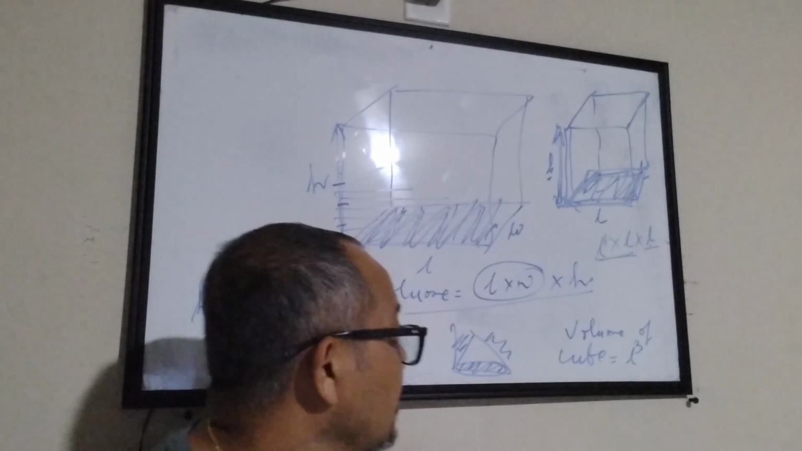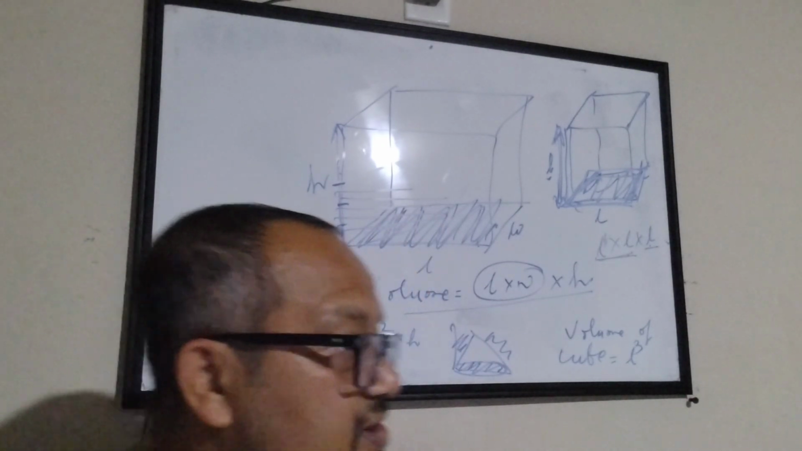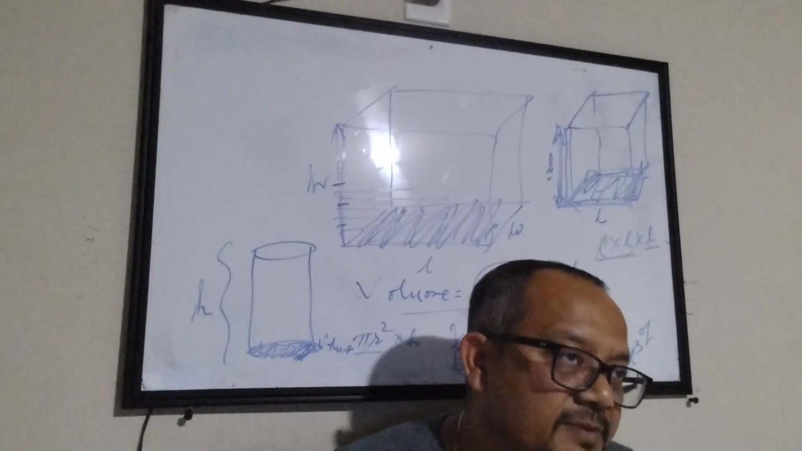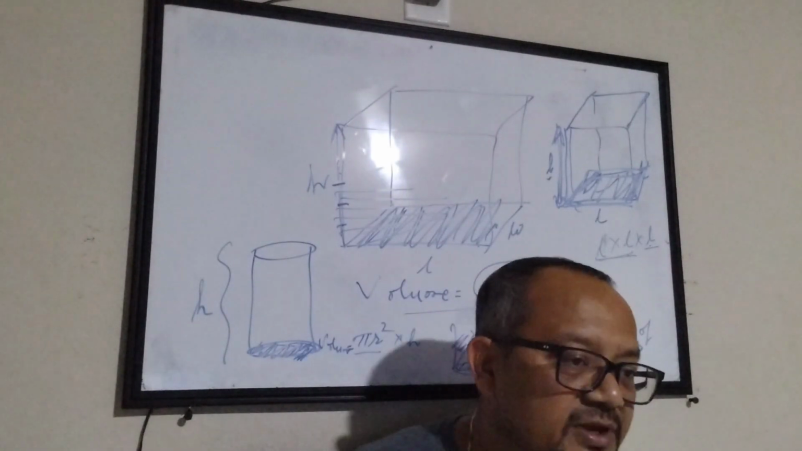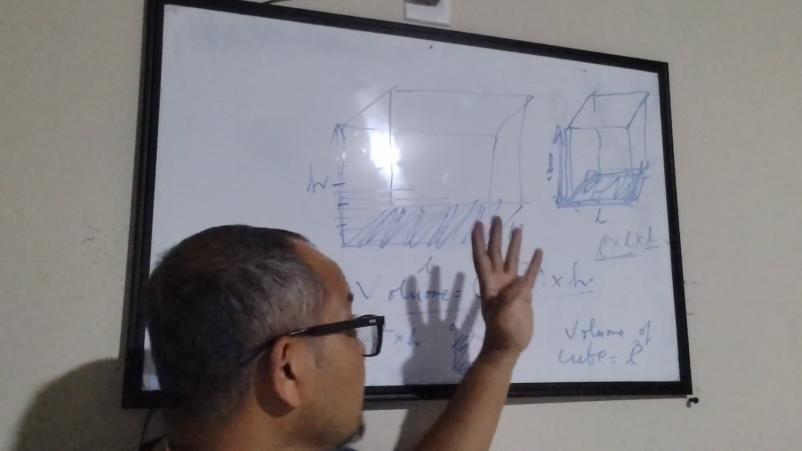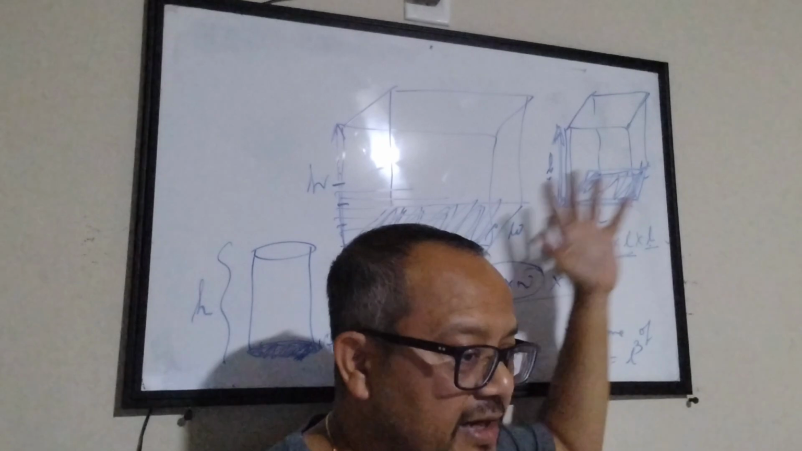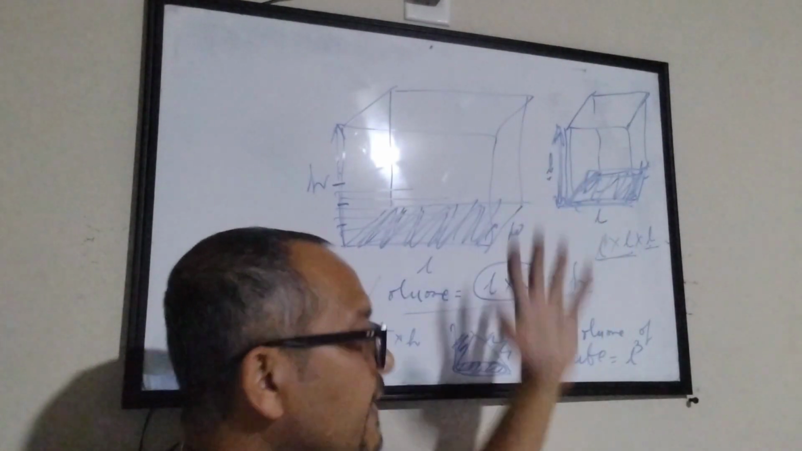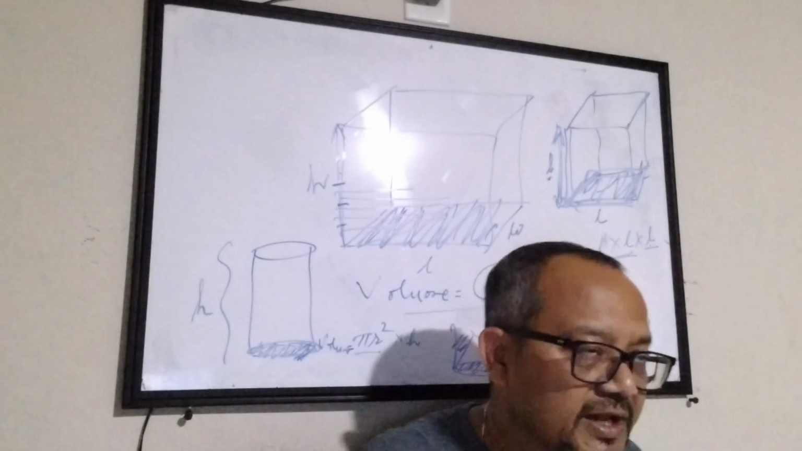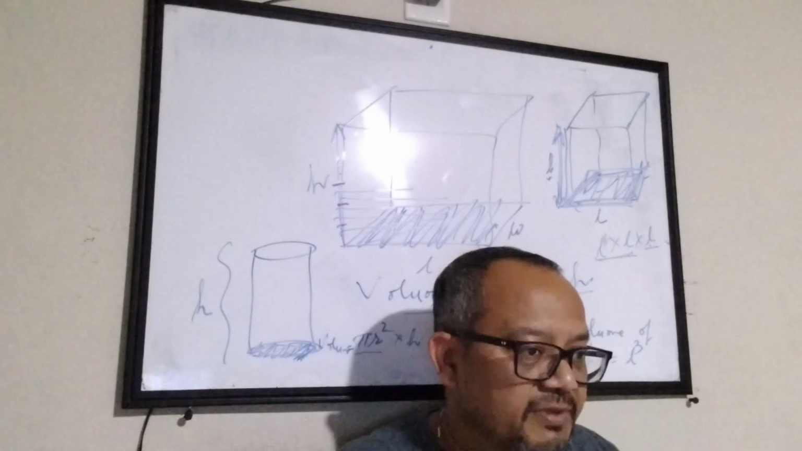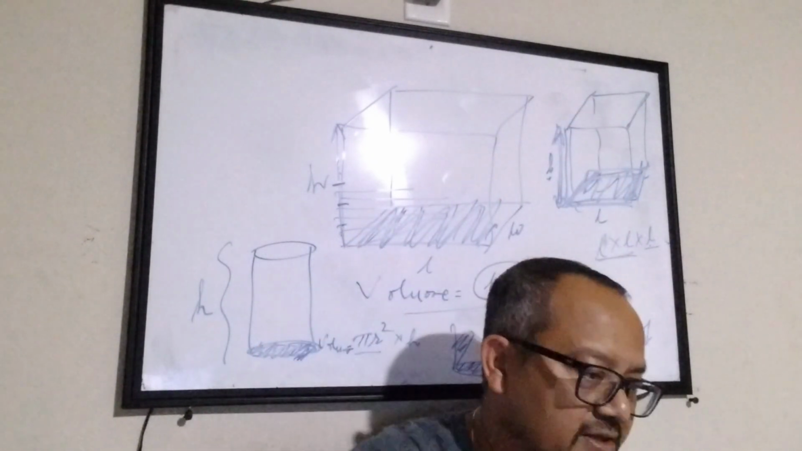So we just tried building a basic understanding of the volume of three-dimensional shapes such as cuboid, cube and right cylinder. And we tried finding out the volume, which is as simple as find out the area of the base, multiply that by height. That is the volume.